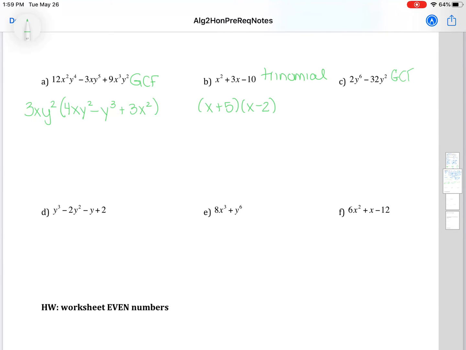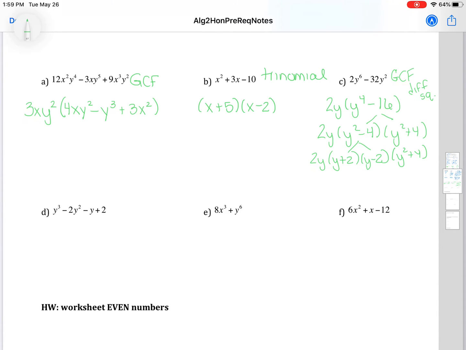With C, step 1, you look and you say, okay, I have 2 terms, great, but I have things in common, so I've got to do GCF first. I'm going to take out a 2y, which leaves me with y to the 4th minus 16. But then you say, okay, 2y is done, but y to the 4th minus 16 is not. That's a difference of squares. So there's 2 methods here. I'm going to do difference of squares, y squared minus 4, y squared plus 4. And then I still look and I say, okay, 2y is done. Y squared minus 4 is another difference of squares, so y plus 2, y minus 2. And then y squared plus 4 is prime, so there's nothing else that can be done there.